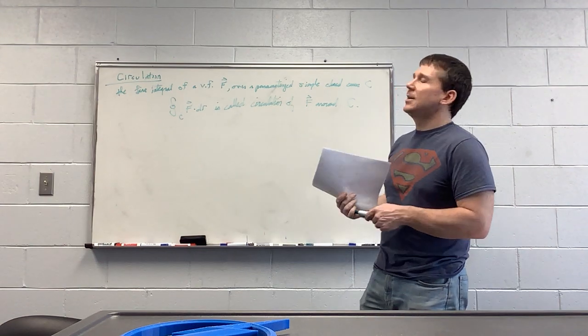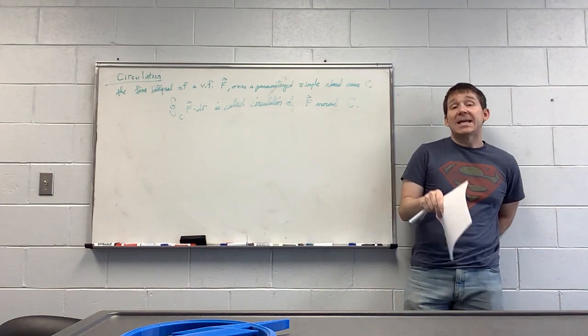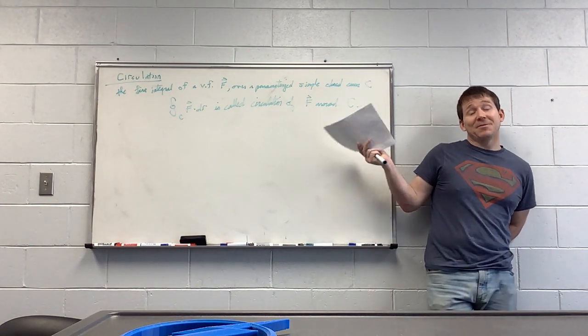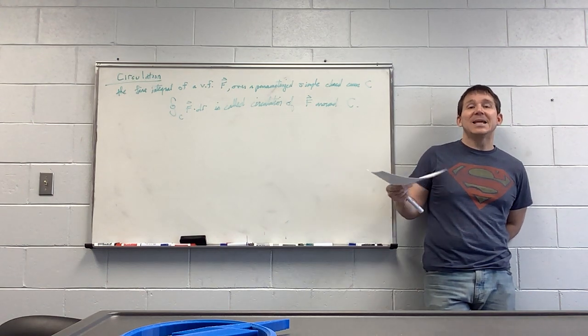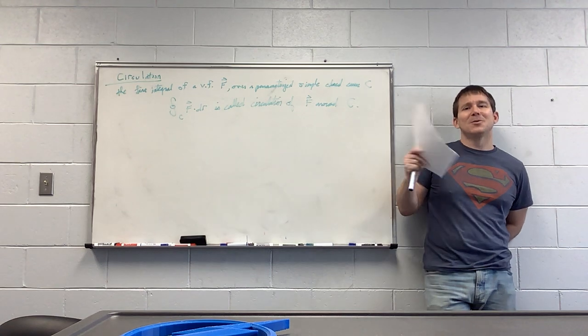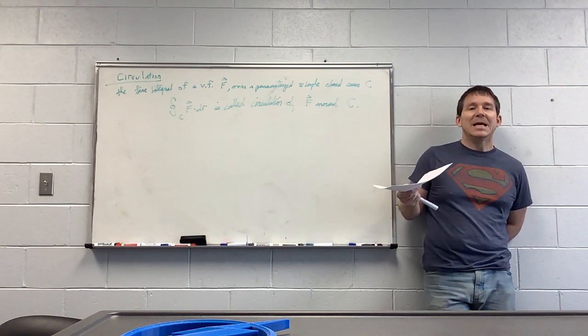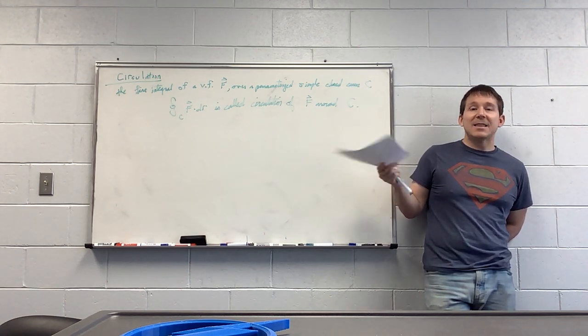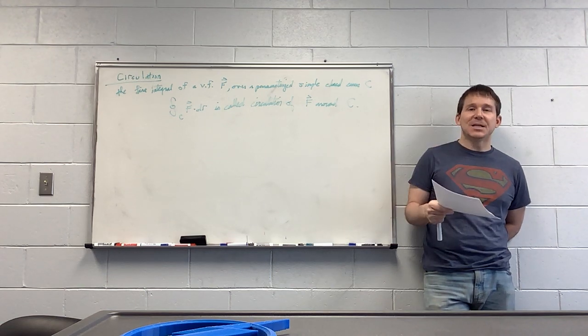It's called the circulation of f around C. And again, if that circulation, if that integral is positive, I say the vector field has circulation. If it's negative, I say it has circulation going in the negative direction. If it's 0, then the vector field has no circulation.